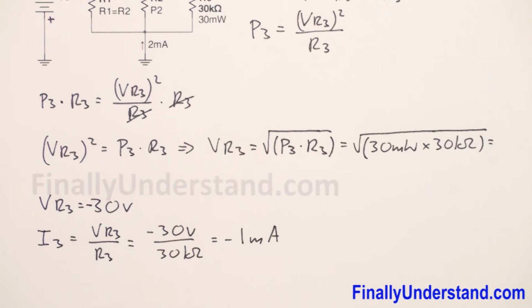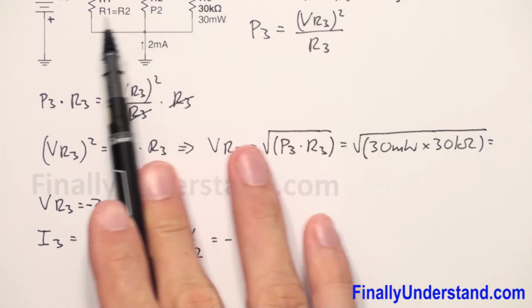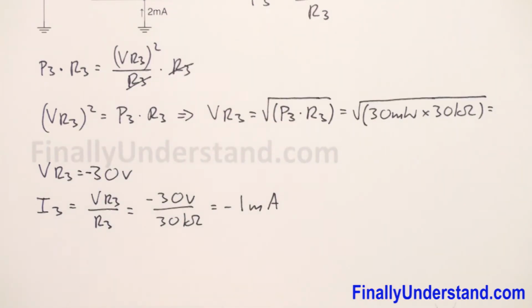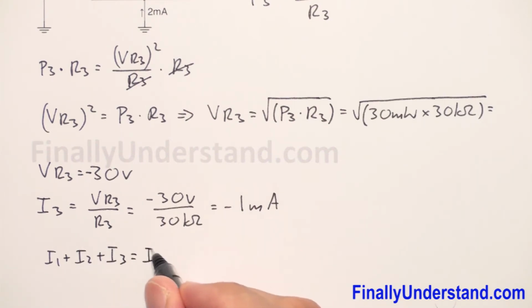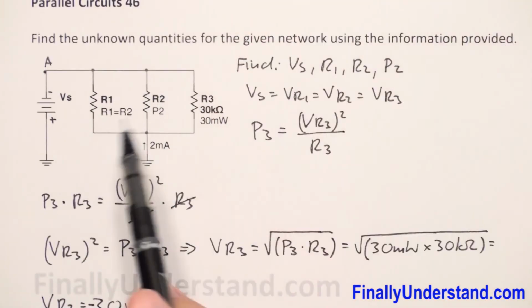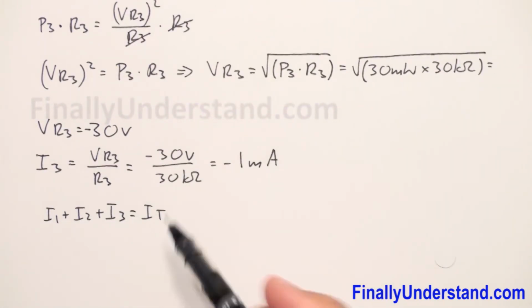Next, I'm going to find the currents which go through these two resistors. Please keep in mind that I1 plus I2 plus I3 is equal to I total. This is the KCL, Kirchhoff's current law. The sum of these currents is equal to I total.